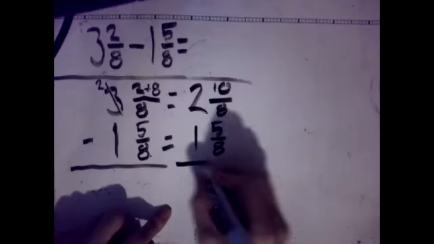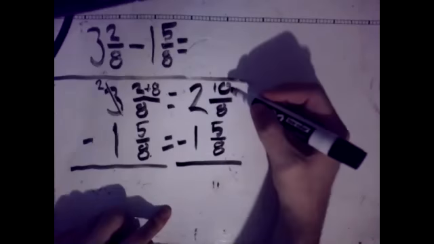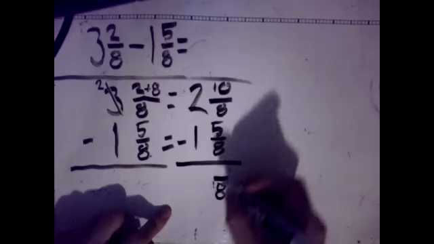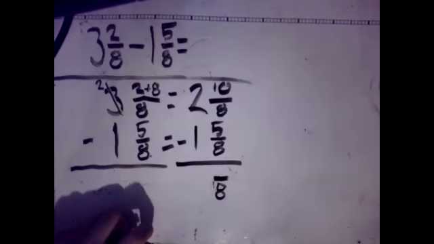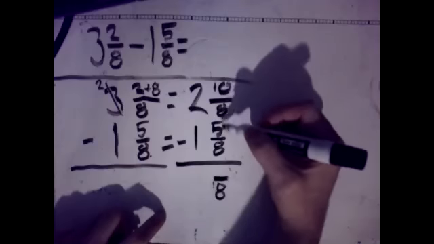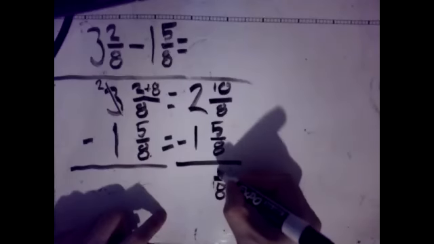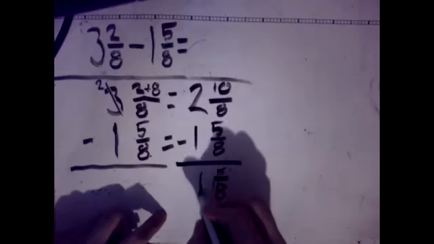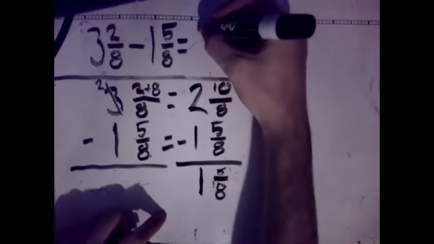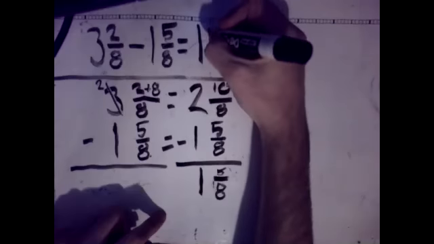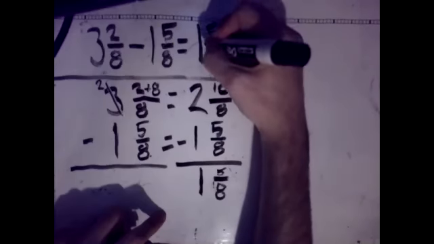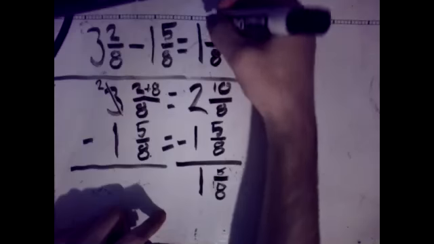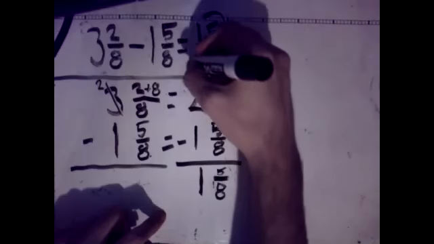And this is a problem I can do. I know it's going to end with eighths because it has a common denominator of 8. I'm going to say 10 minus 5 is 5, and 2 minus 1 is 1. So 1 and 5 eighths. That would be my answer.